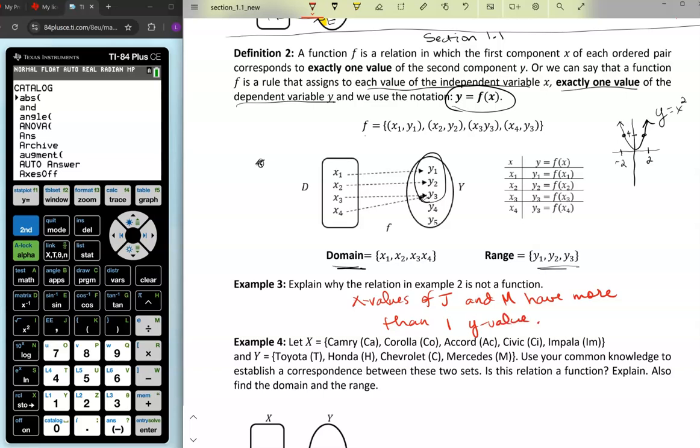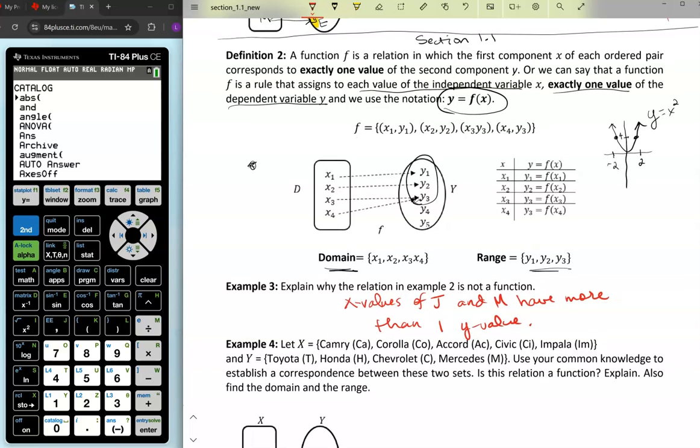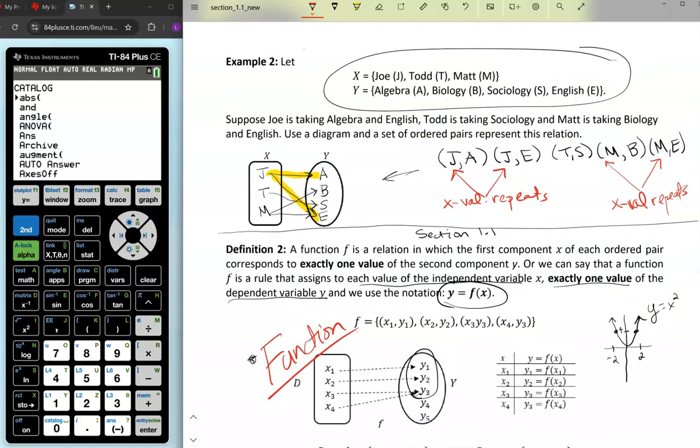Okay, so once again, this is a function. Wow, I wrote that very large. Sorry. This is a function, and it's a function. If we look at the x's, they only have one arrow coming off of each x. That's a function. Over here, this is not a function.